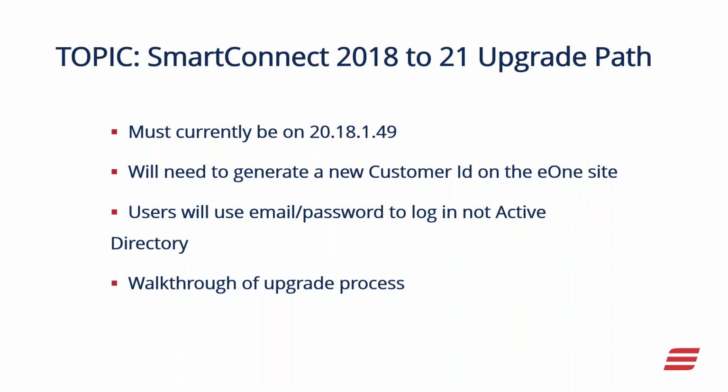So with this, the important thing to note is if you have an existing version of SmartConnect, you're going to need to upgrade to the most recent version of SmartConnect 2018, which is 2018.149. And then you will also need to log on to the eOne website and generate a new customer ID, and then it will also ask you to create your first user. This is different than the existing ID that you've used historically to do your authentication and getting your license key. So that reg key process is going to be different than you're used to.